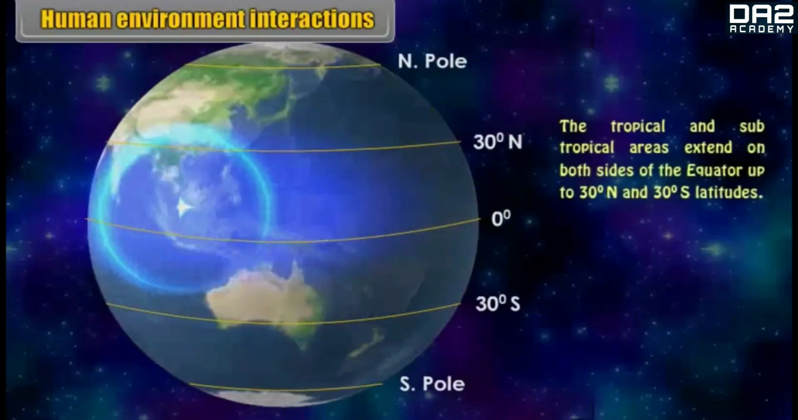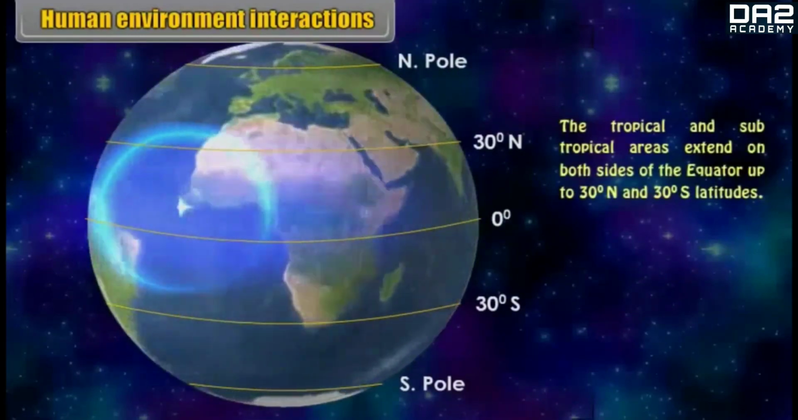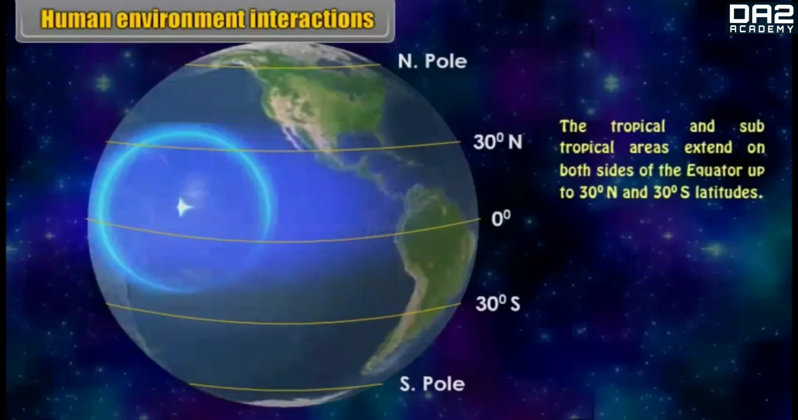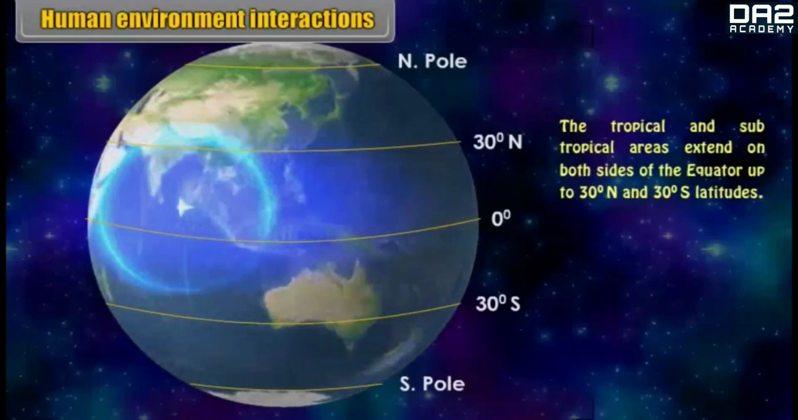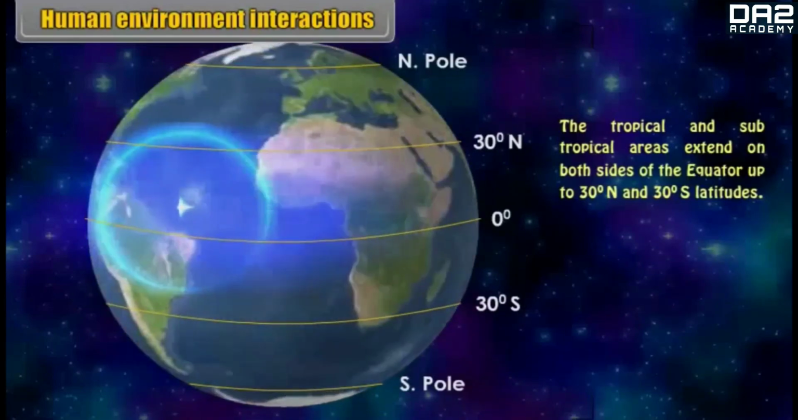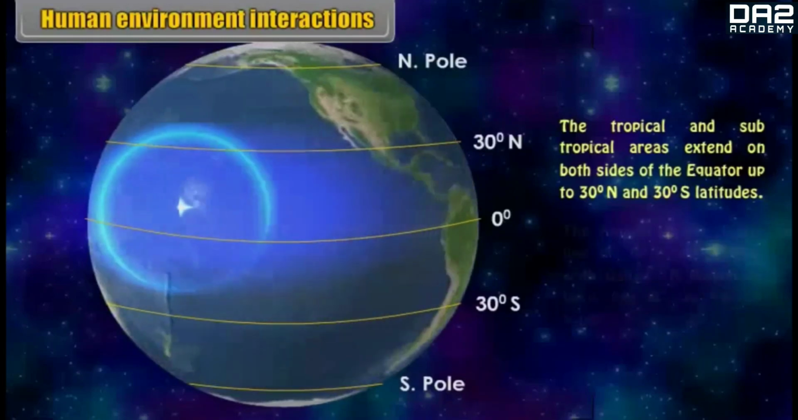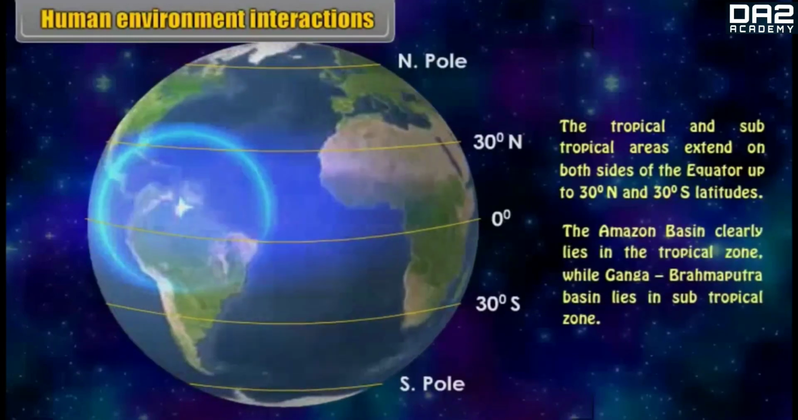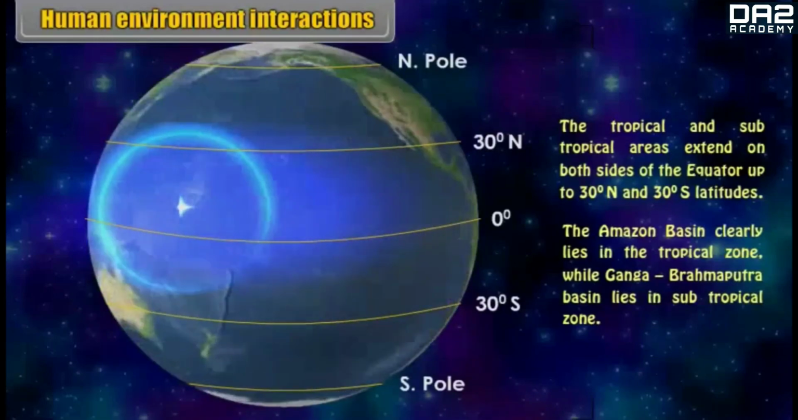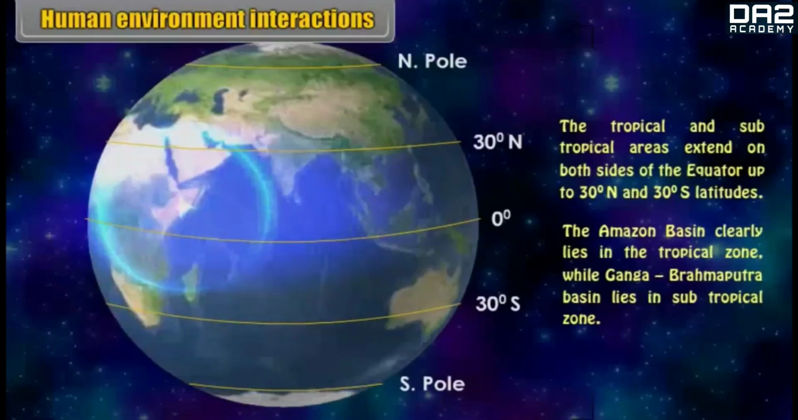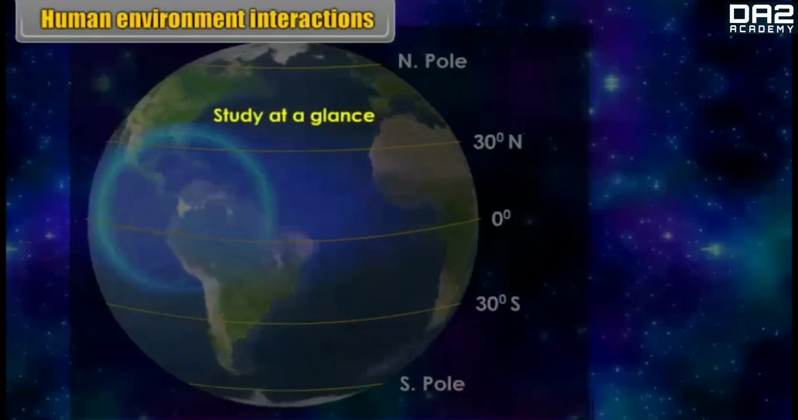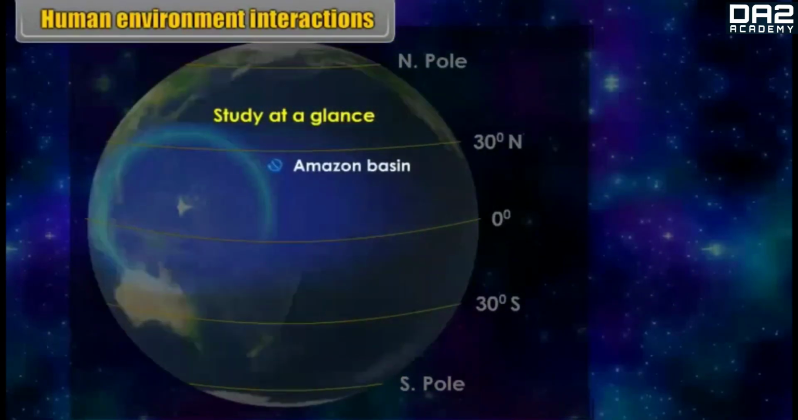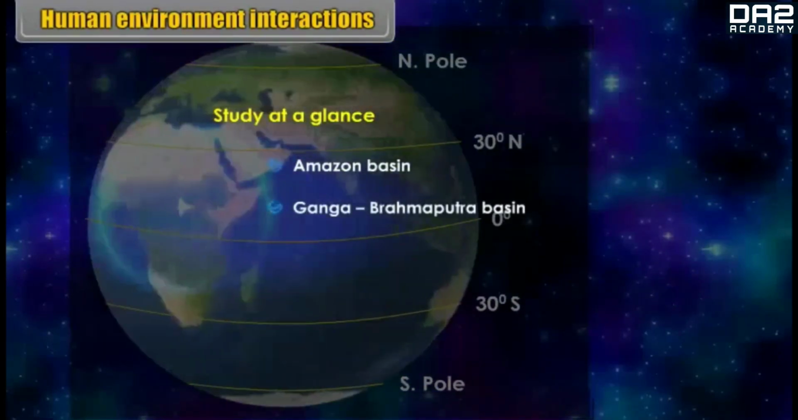The tropical and subtropical areas extend on both sides of the equator up to 30 degrees north and 30 degrees south latitudes. The Amazon basin clearly lies in the tropical zone, while Ganga-Brahmaputra basin lies in subtropical zone. Study at a glance: Amazon basin, Ganga-Brahmaputra basin.